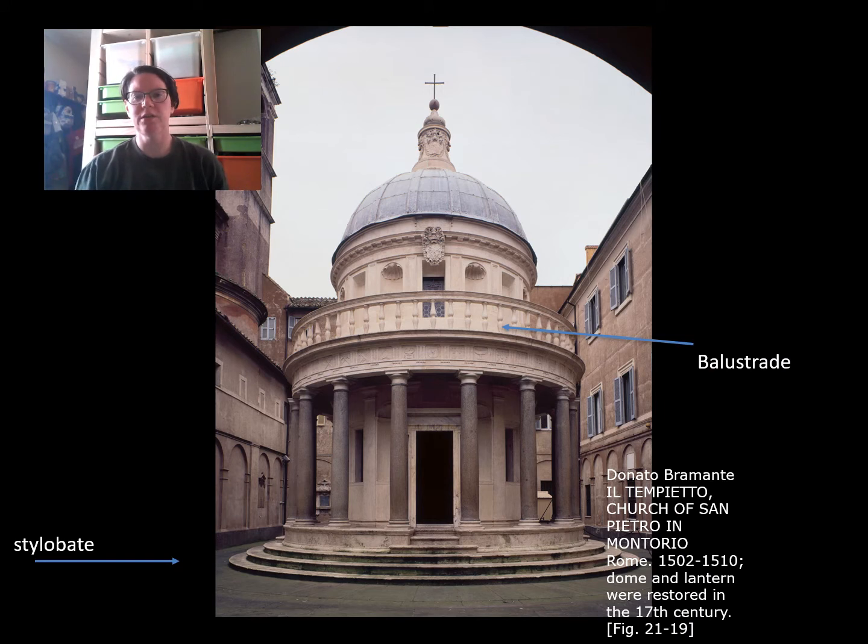This is Bramante's Tempietto. Bramante lived in Milan, and he was friends with Da Vinci. He was in his 50s when he abandoned painting and designed buildings. This is actually his first architectural design. It's a circular building that's set in the center of a square.